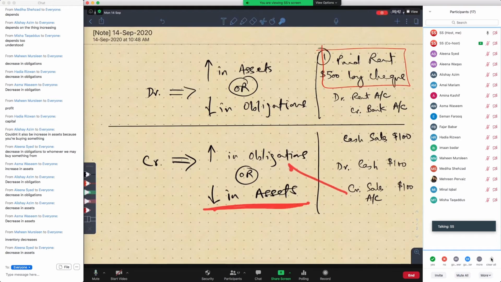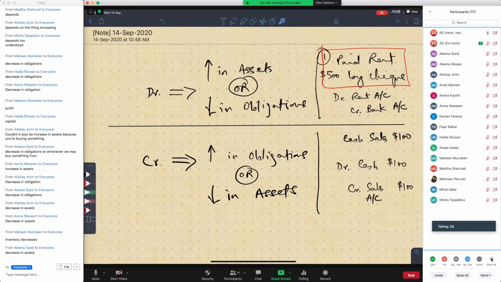How about this one? How is sales account increasing your obligation? Sales is an income. It is causing your asset to decrease, but how is it increasing your obligation? I don't get it. Remember, it's not necessary that one thing can justify both of these aspects. It only has to justify one of the two, but sales account justifies both.